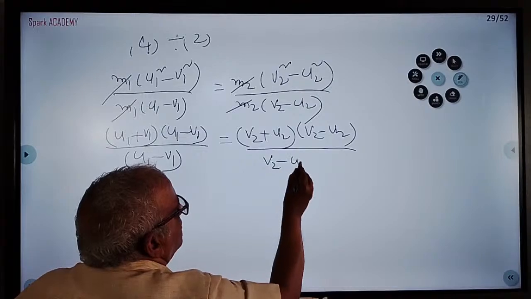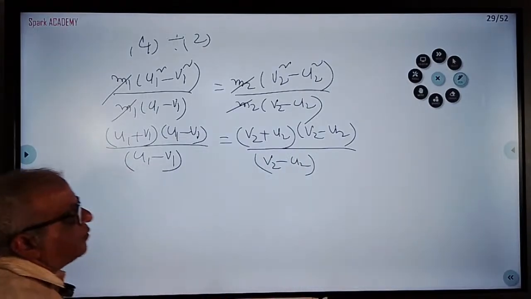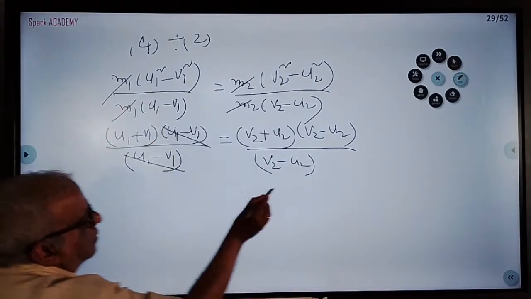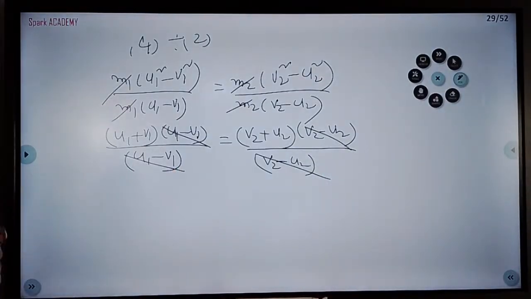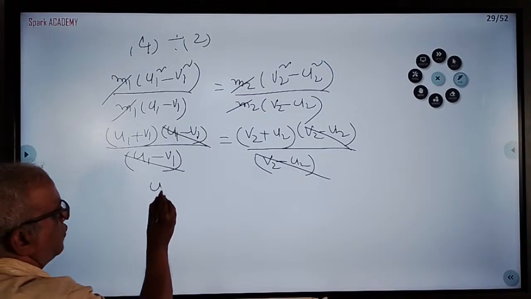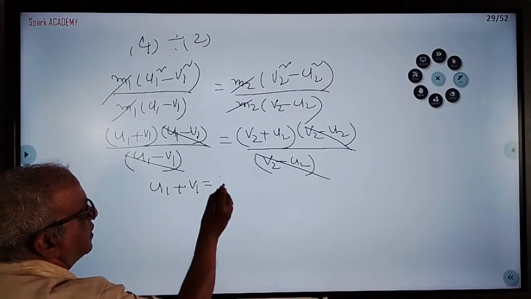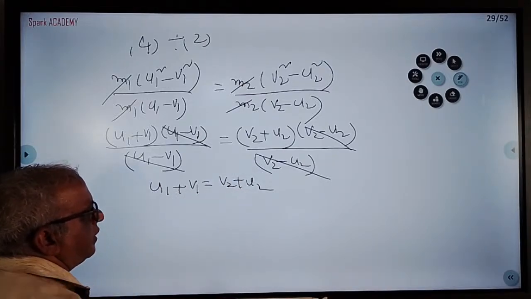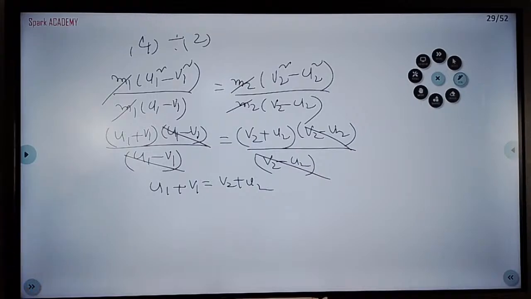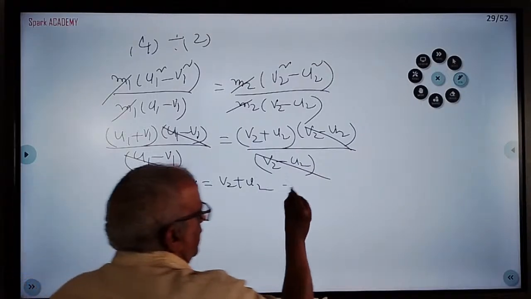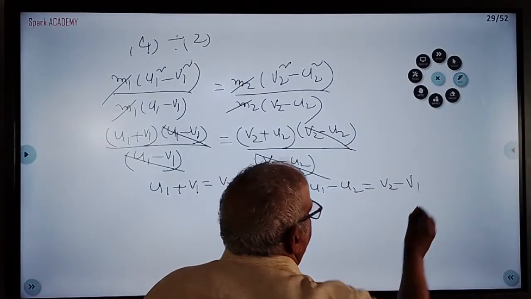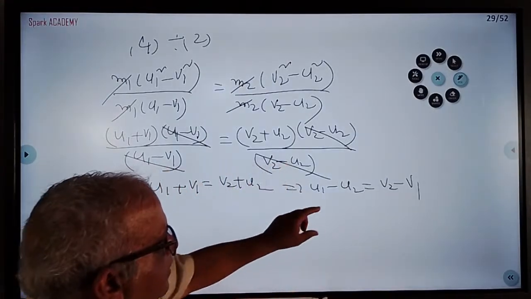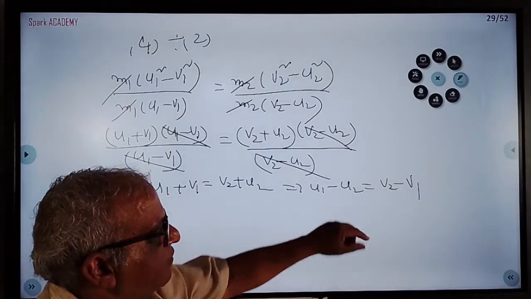This is a little bit mathematical. Carefully you have to practice, otherwise you will do it wrong. Do it very slowly. You will get u1 plus v1 is nothing but v2 plus u2. It implies that u1 minus u2 is equal to v2 minus v1. Change in velocity before collision is equal to change in velocity after collision.